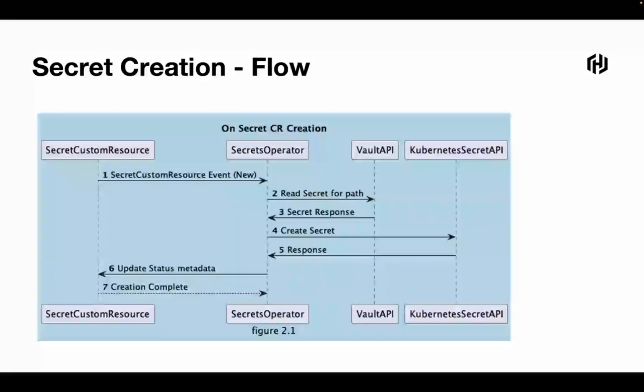The flow of a secret creation looks like this. A secret custom resource is created. The event will be captured by the secrets operator. This will read the secret for the path in the custom resource from Vault. It will get the secret response from Vault. Then it will create the secret as a Kubernetes object using the Kubernetes API. And then you'll get the response back from the Kubernetes secret API. You'll update status metadata of the custom resource, and the creation is complete. At this point, the application can load the Kubernetes secret as an environment variable or as a volume mount.